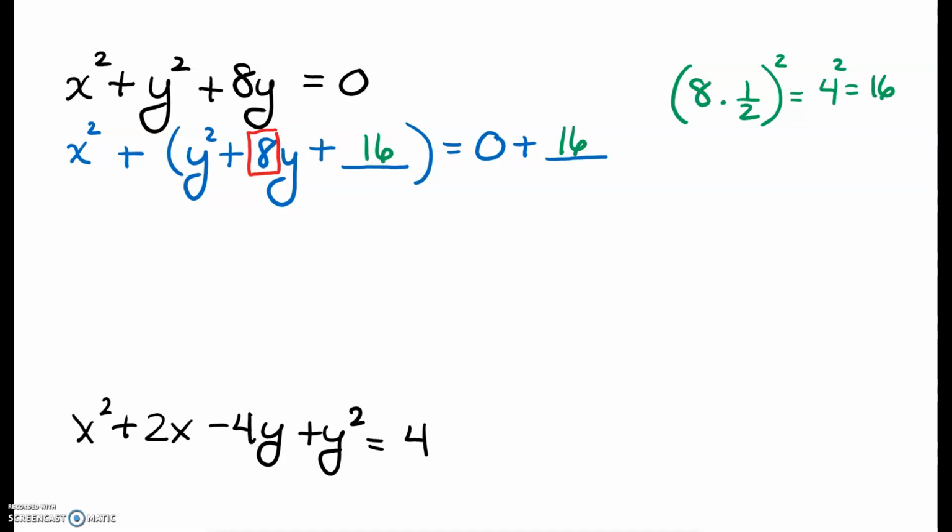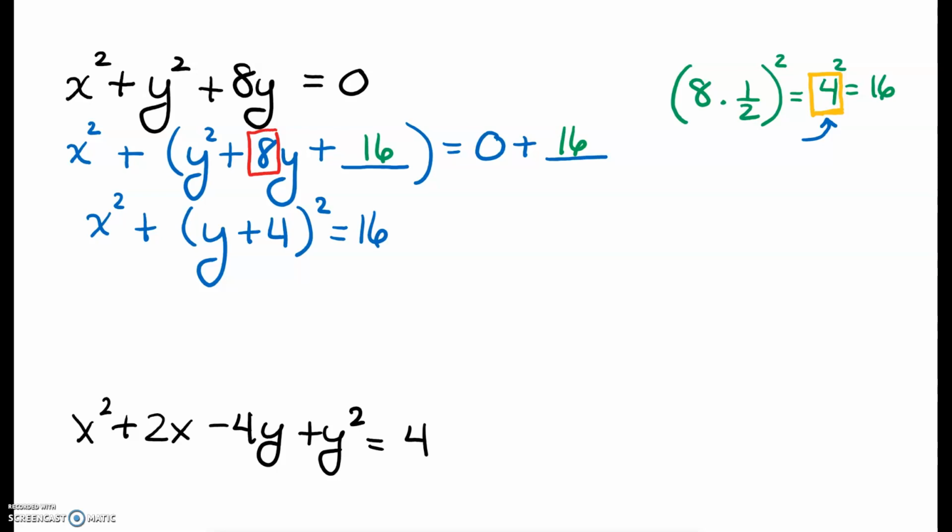Now I'm going to show you another trick here. When I factor, I'm going to get this number in my factor. So when I factor y squared plus 8y plus 16, I'm going to get a plus 4 in my factor: (y + 4)^2. 0 plus 16 is 16. Okay, so now what is my center?